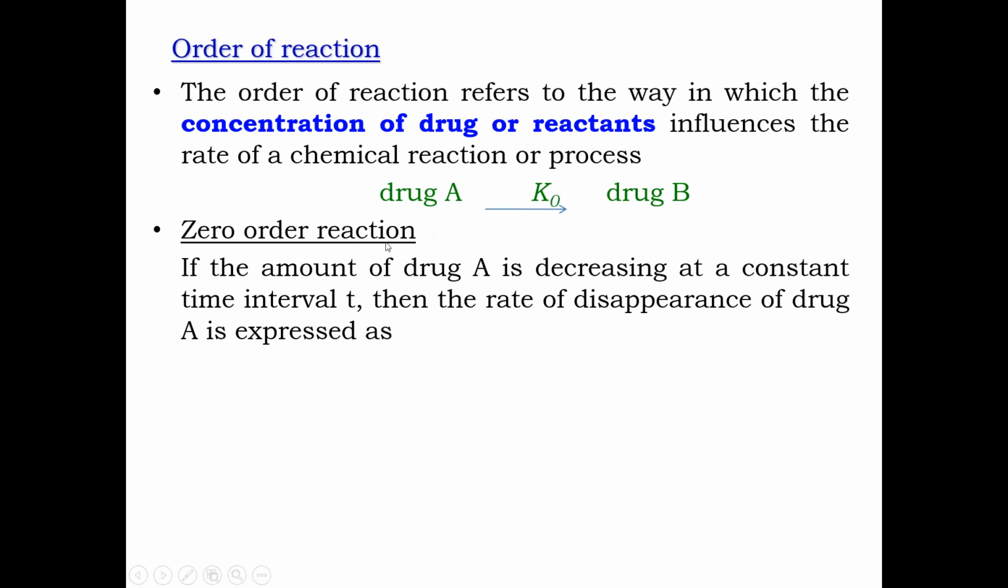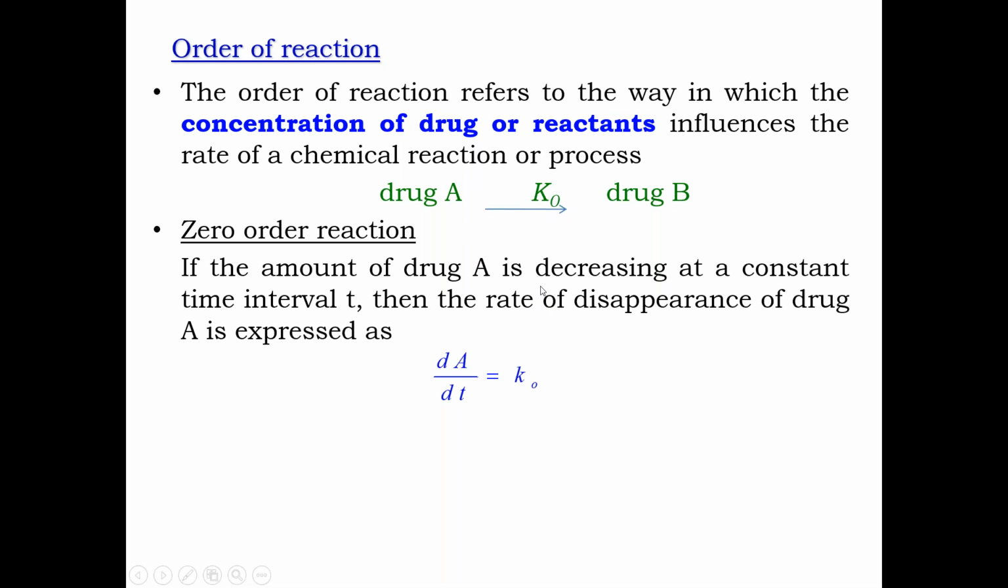So, zero order. According to the zero order reaction, if the amount of the drug A is decreasing at a constant time interval t, then the rate of disappearance of the drug A is expressed by the basic equation I will make you understand. So if the drug A is decreasing at a constant time interval, like 1 hour, 2 hours, 3 hours, whatever the time interval, then the rate of disappearance of the drug A, of course the drug A is disappearing because it is getting changed to something else.